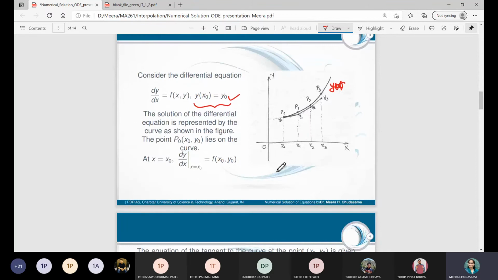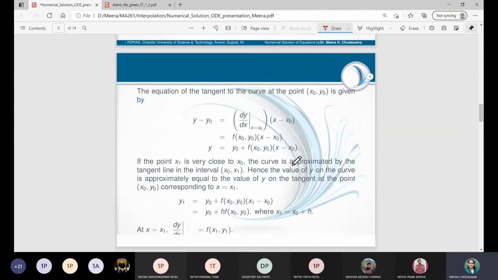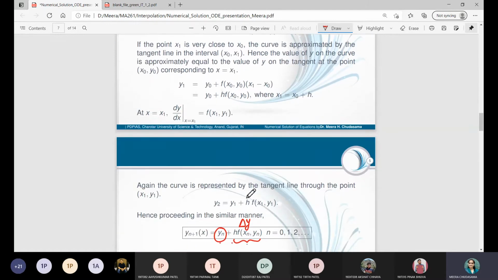Further, you can modify this method to get a more accurate answer, which is called the modified Euler's method. But we are not going to see that method because it is not in your syllabus. Its advanced version is the Runge-Kutta method, which is the last topic we are going to see. But first let me finish the examples based on this method that we left to cover in the last class.